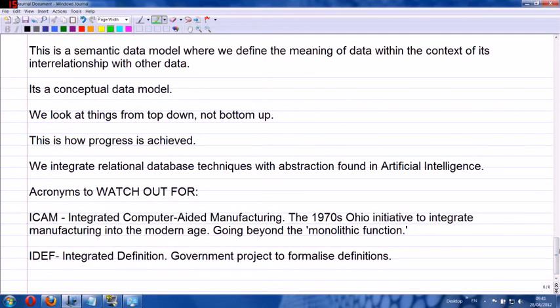Yeah, so watch out for some of these acronyms: ICAM and IDEF. ICAM is Integrated Computer Aided Manufacturing. That's the 1970s, a high initiative to integrate manufacturing into the modern age, going beyond the monolithic function. That's always been traditionally how manufacturing has been viewed, and this is trying to bring cognitive analysis to manufacturing. Whether that makes any sense or not, I doubt it. Anyway, integrated definition is a government project to formalise definition. That's a bit more interesting, actually.